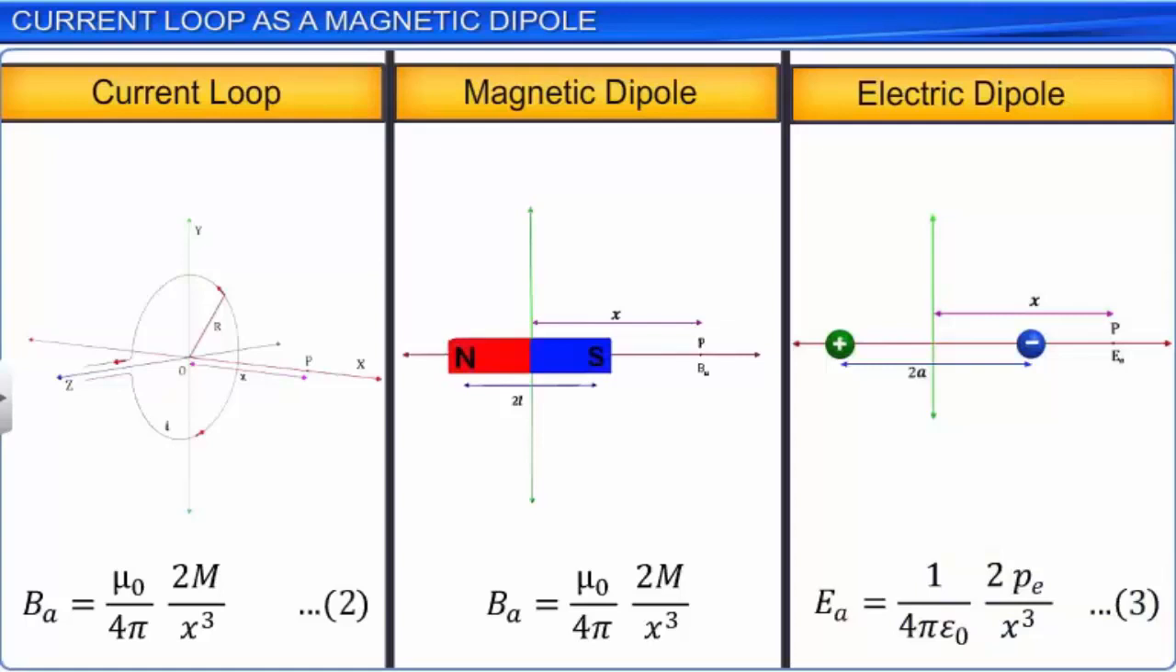The magnetic induction at a point P on the axis of a circular current loop is exactly the same as the magnetic induction at a point P on the axial line of a magnetic dipole.